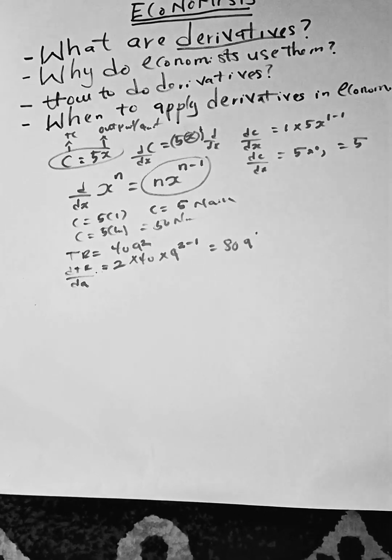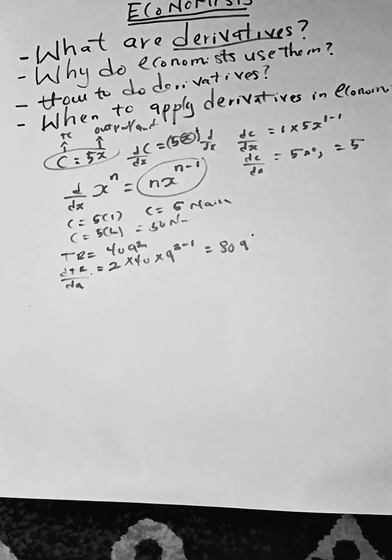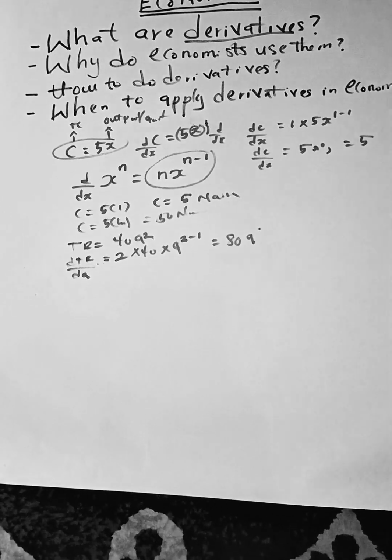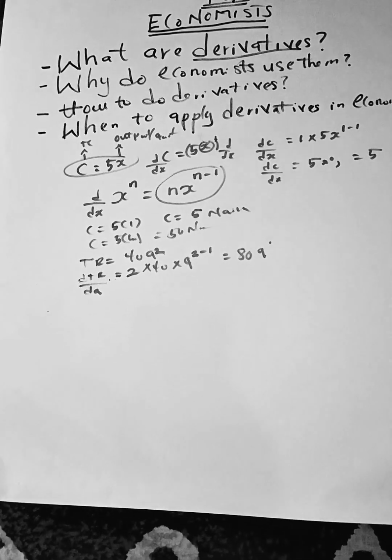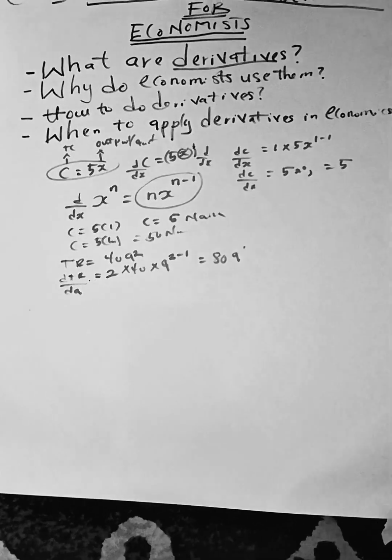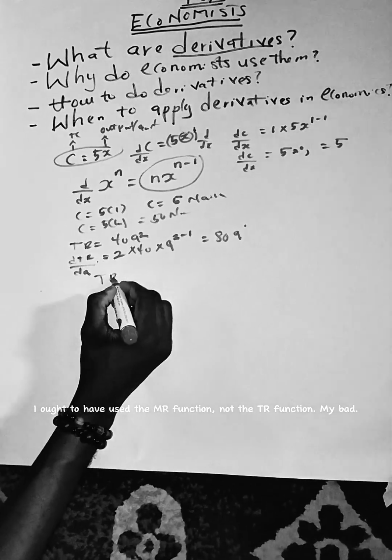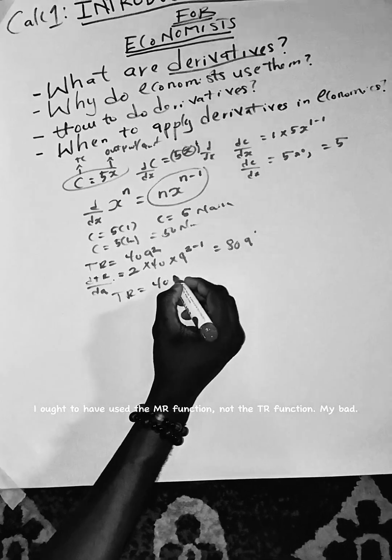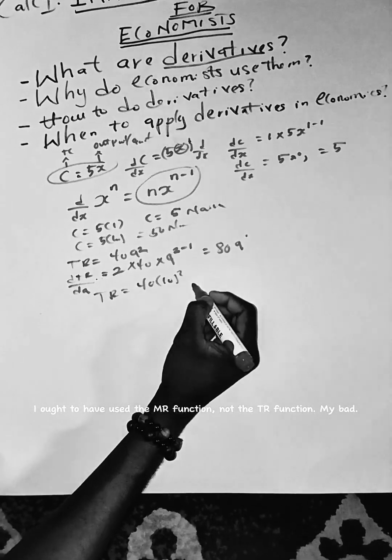So let's take an example. Let's say the firm decides to produce 10 units of output. Let's try that. So TR is going to equal 40 open bracket 10 squared, right?